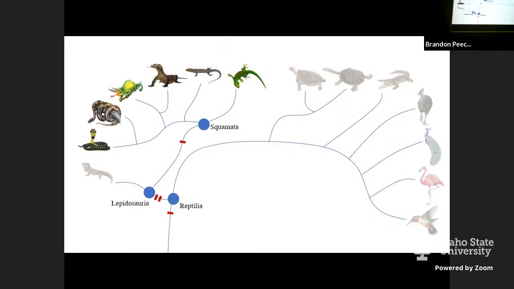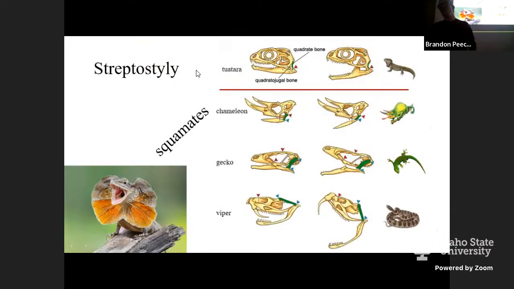I'm going to give you one character that unites all squamates. That character is called streptostyle. I didn't hold back this time. I can only give you skull mobility so many times. I'm giving you streptostyle. If you look at the top of the slide here, there's a tuatara skull in left lateral view, and then a chameleon, a gecko, and a viper.